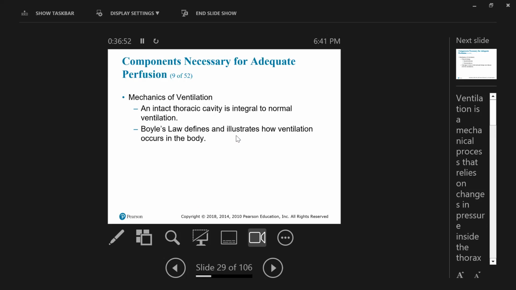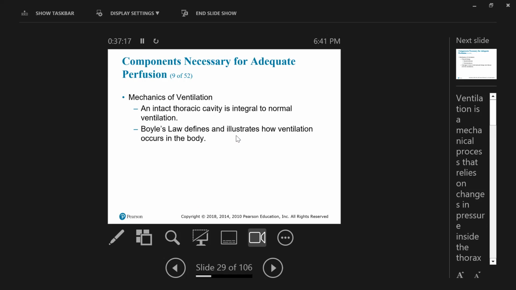Okay, it just depends on where you're going to find it. An intact thoracic cavity is integral for normal ventilation. So what does that mean? An intact thoracic cavity: no broken ribs, no stab wounds to the chest. If you have a stab wound to the chest, the lung is going to collapse.